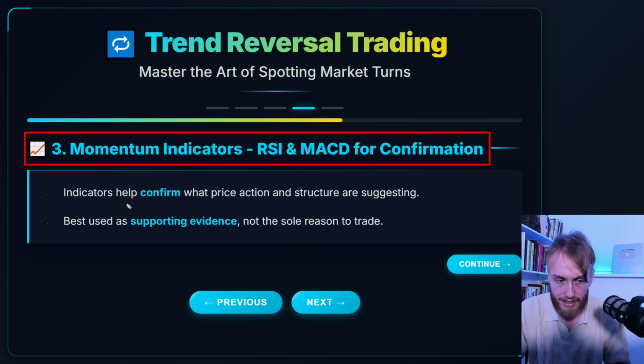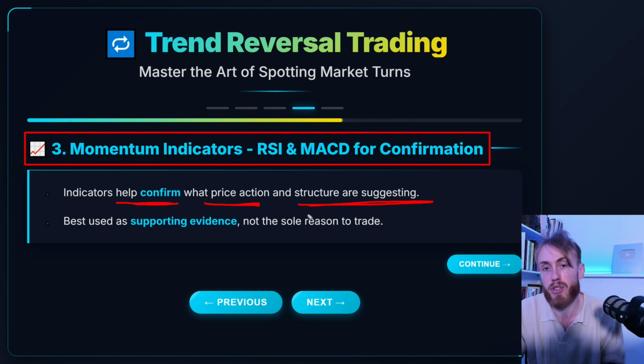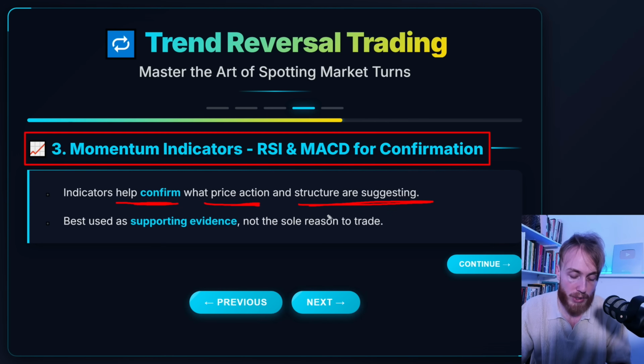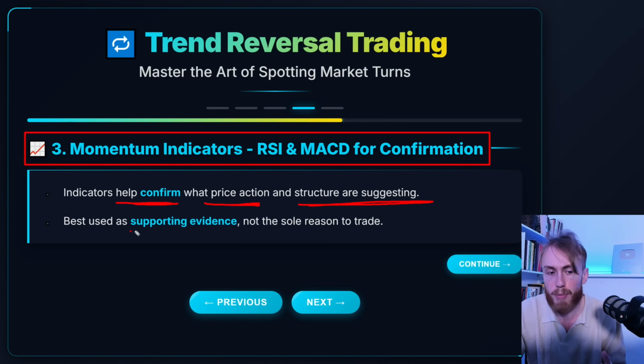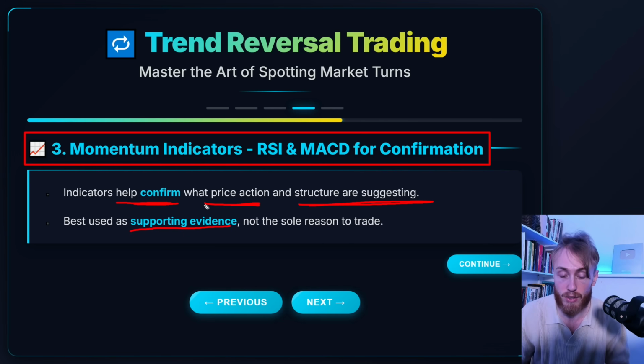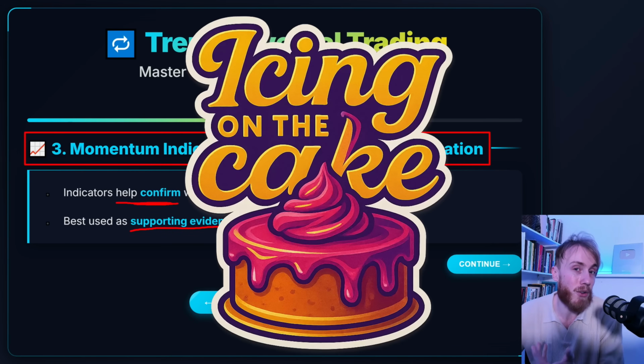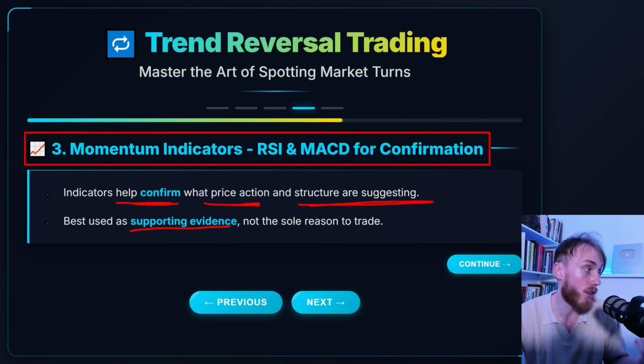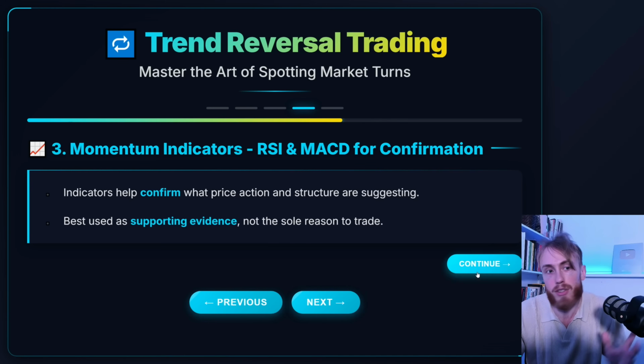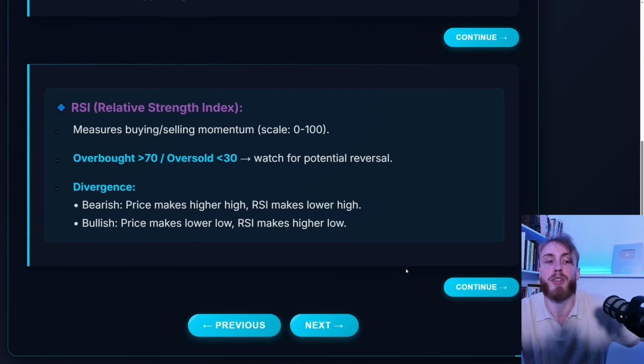So indicators can basically help confirm what price action and structure are suggesting. So I always recommend to first learn about market structure and price action before you start using indicators, because they are more used as supporting evidence and not as the main signal. So usually these are like the icing on the cake rather than the main signal, if that makes sense. But some traders focus purely on indicators, and some traders do that successfully. But this is at least what I recommend.